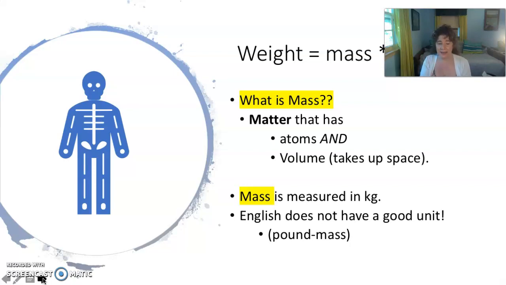Mass is measured in kilograms. Mass is measured on a balance. It's not measured on a scale. Mass is independent of gravity, just like a balance is independent of gravity. Once you get two sides of a balance equilibrated, you can take that balance up to the moon and it will still be balanced because you are measuring equivalence in matter and the volume it occupies.